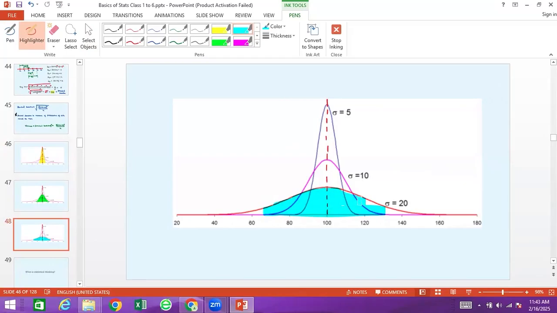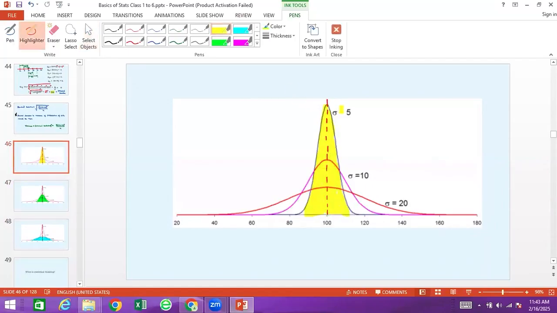So a bigger standard deviation should immediately click in your mind that the data is very distributed. Okay, a smaller standard deviation should immediately mean to you that the data is very concentrated around the mean.